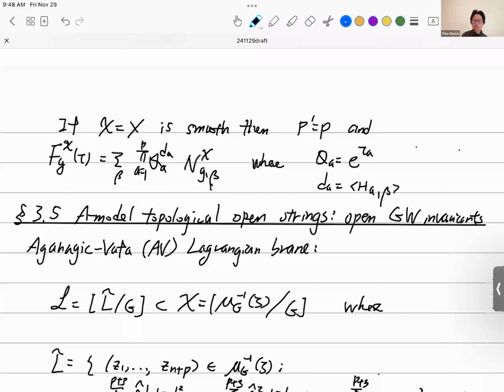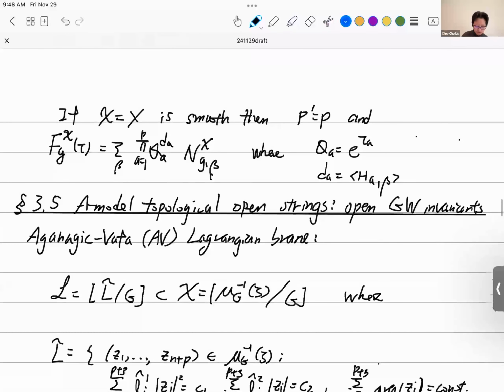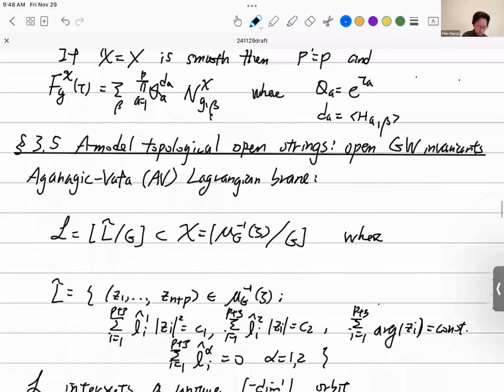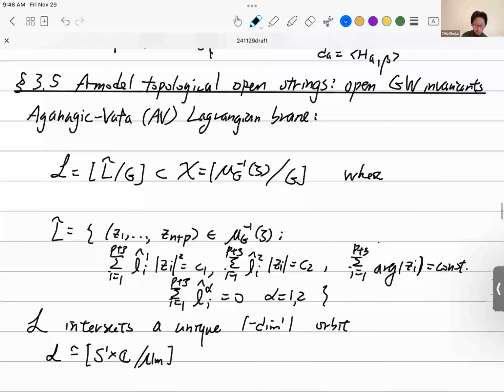Okay, any questions? So these are the closed equivariant descendant invariants and also the genus g Gromov-Witten potential. Next I want to talk about open Gromov-Witten invariants. So now we are in an orbifold. Recall that we write X. We want to specify the orbifold version of this Aganagic-Vafa Lagrangian brane.